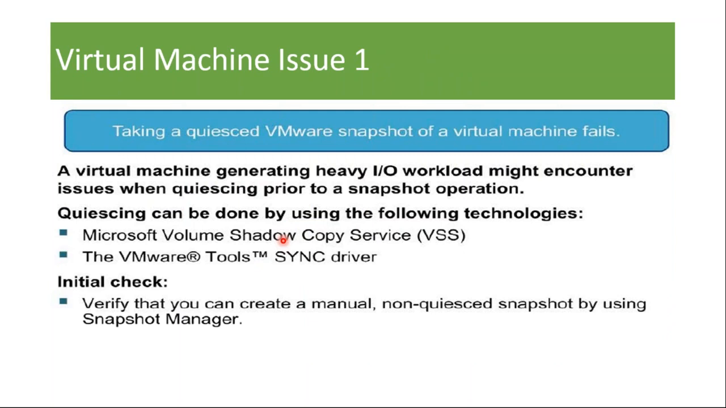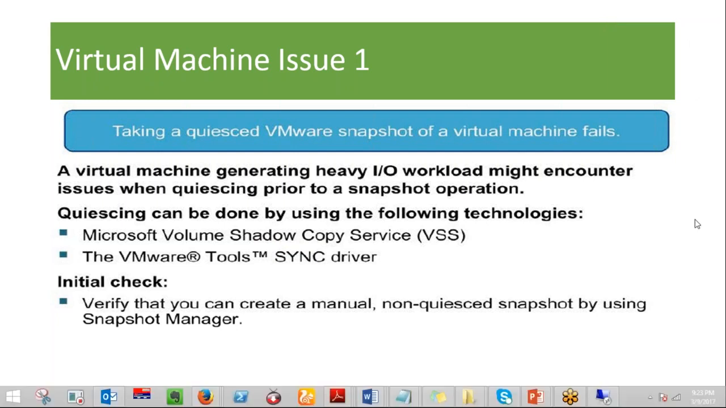So virtual machine issue 1. Let's see what that is. Taking a quiesced VMware snapshot of a virtual machine fails. When taking a virtual machine snapshot, there are two methods: a snapshot without quiescing, or a snapshot with quiescing. Let's see what that is.